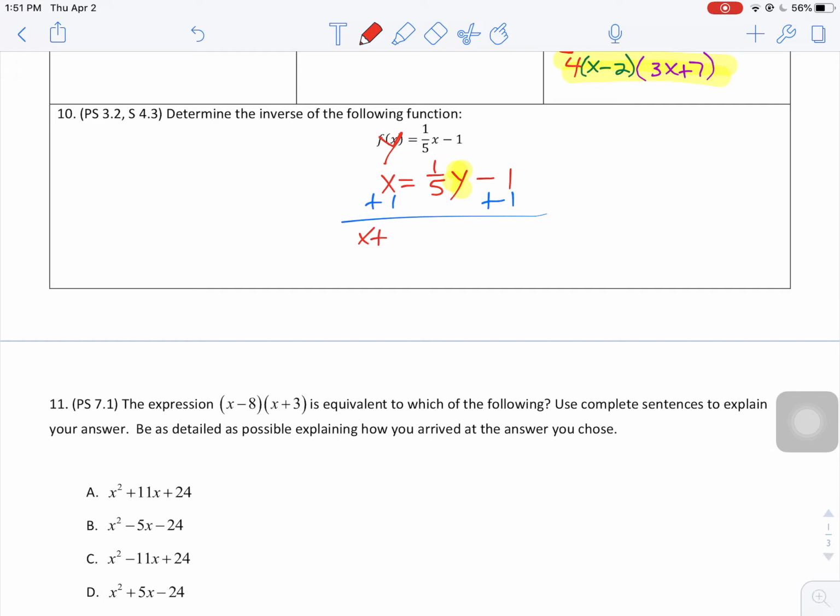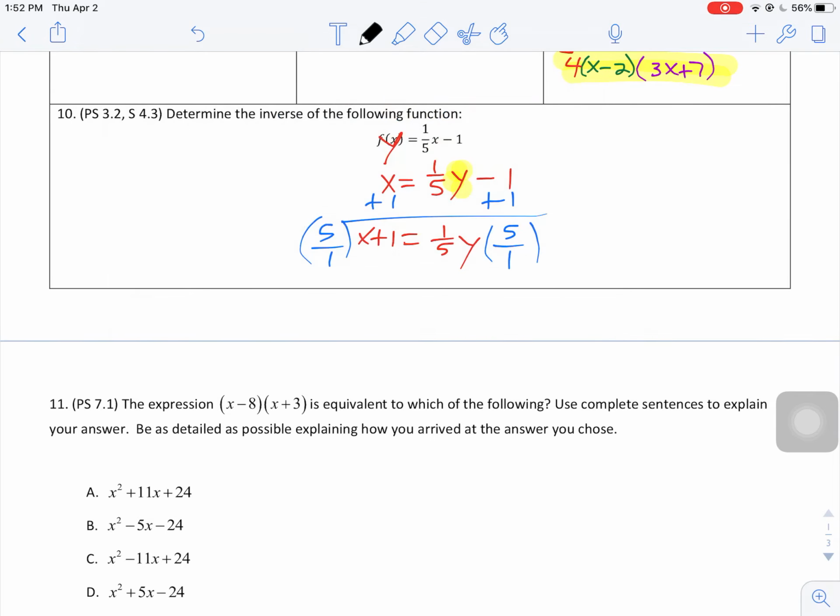So x plus 1 equals 1/5 y. And then normally to undo multiplication, you would do division, but if I do 1/5 divided by 1/5, whenever you're dividing by a fraction, that's the same as multiplying by the reciprocal. So I'm actually just going to multiply both sides by the reciprocal, which is 5/1. Reciprocal means you just flip the number upside down.